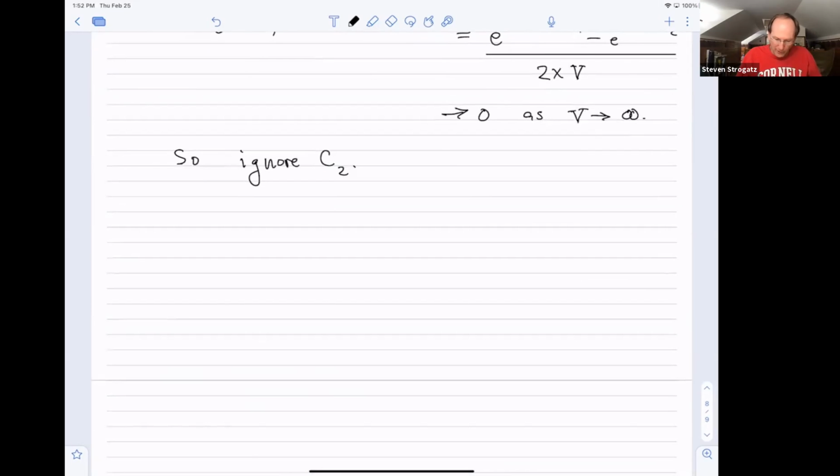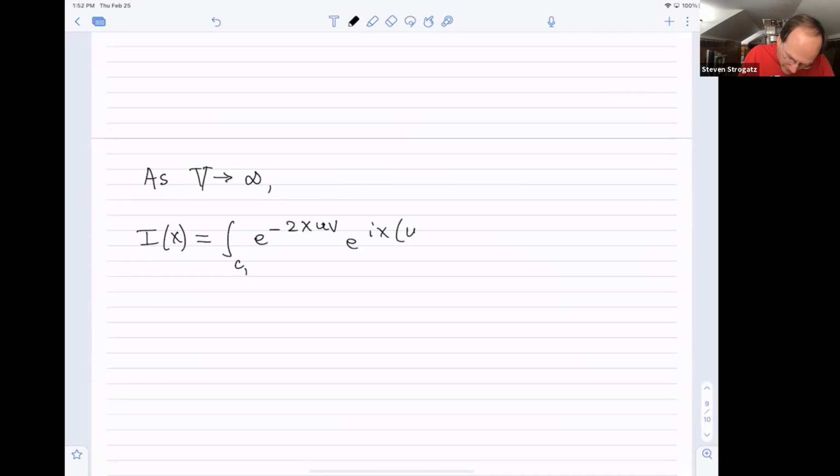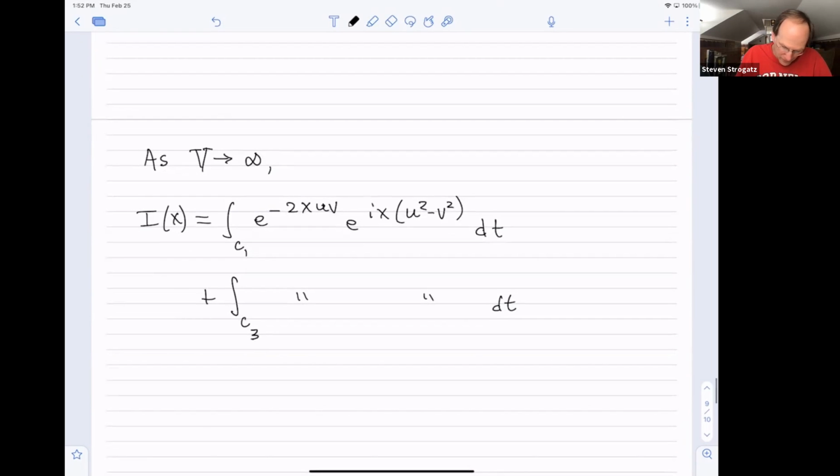All right, so let's take stock of where we are here. As capital V goes to infinity, I of x is equal to the integral over the contour C1 of e to the minus 2x uv e to the ix u squared minus v squared dt, plus, so I'm just getting contributions from my two surviving curves, C1 and C3. Same thing. And I'm going to call these I1 plus I3. Okay, so I'm going to evaluate those separately.